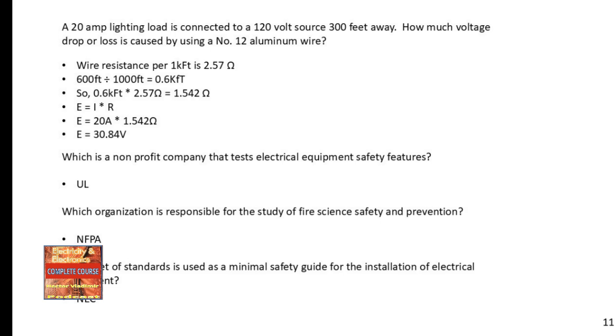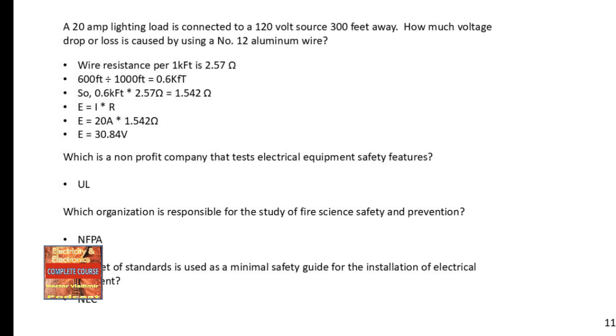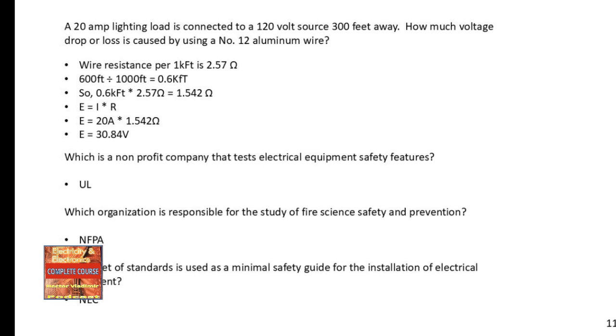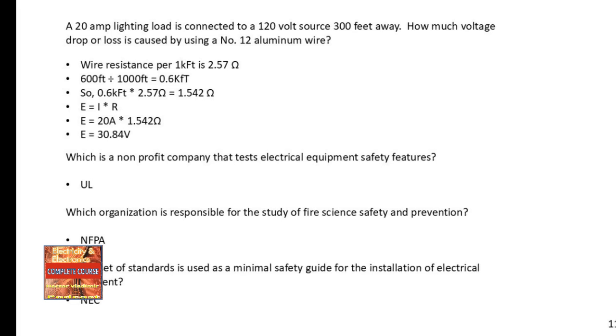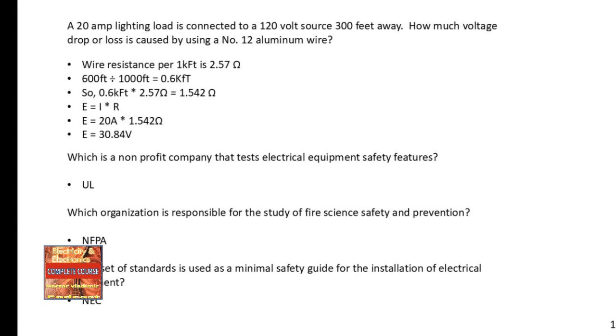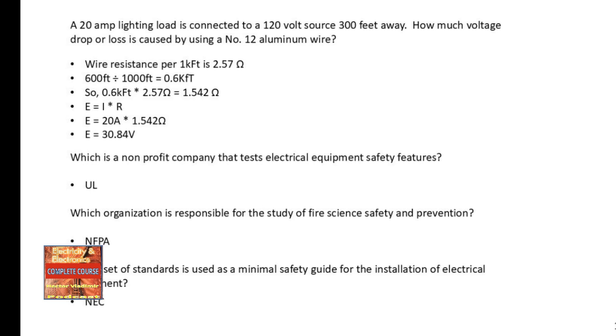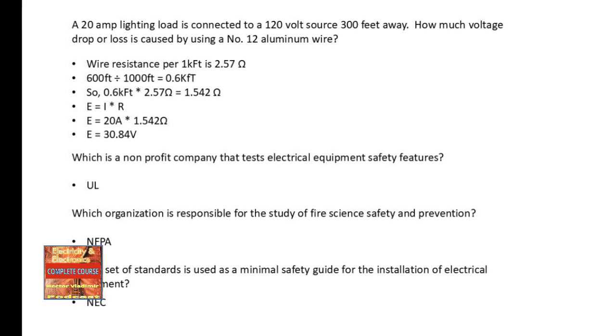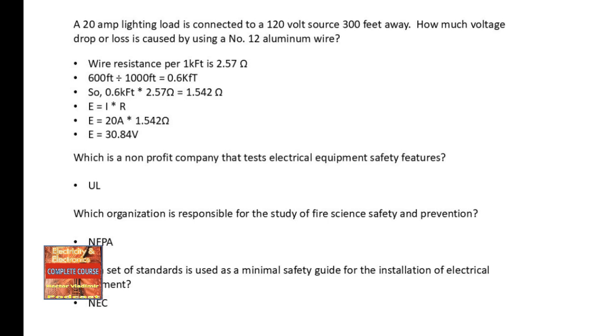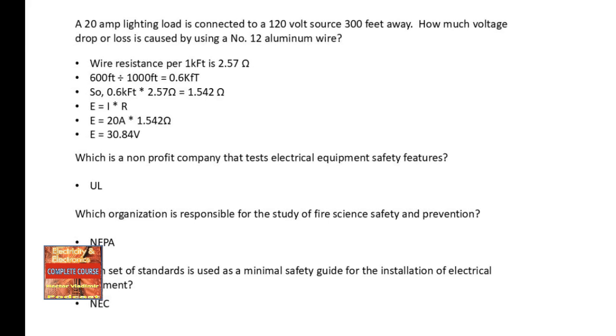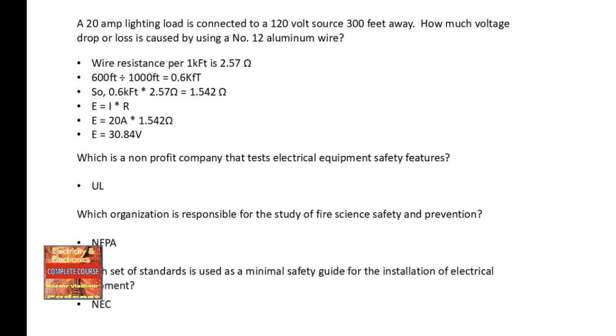That is the equivalent to get your true resistance. So 0.6 kilo feet times 2.57 ohms will give you the resistance of 0.6 kilo feet instead of 1,000 feet. So multiplying that, you get 1.542 ohms, the resistance for 0.6 kilo feet.